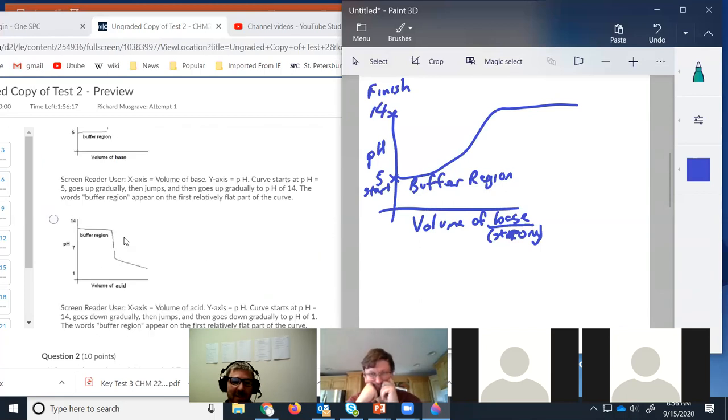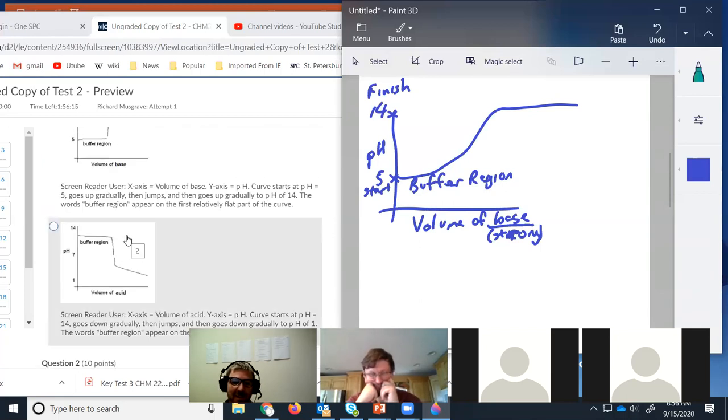So you said the buffer region only occurs when you're adding a strong base or a strong acid? Yeah, it's strong base or strong acid to a weak base or weak acid. Okay. That's just a quick and dirty way of doing it. You'll understand buffers a lot more when we get into buffers, which we'll get into probably in a week or two.